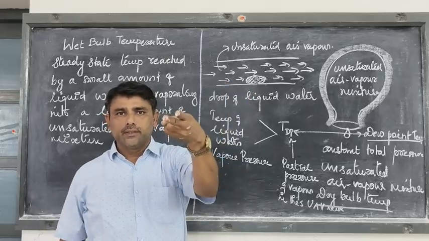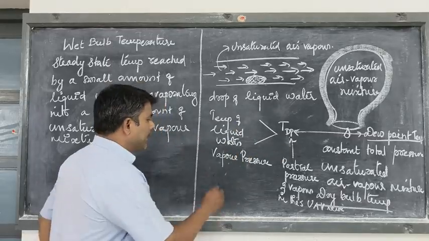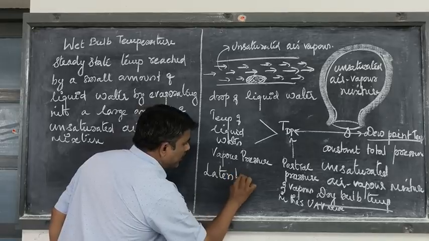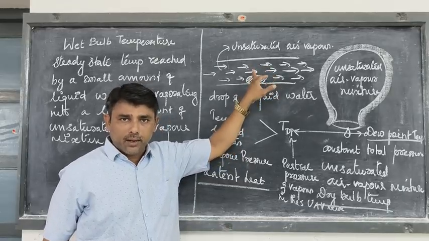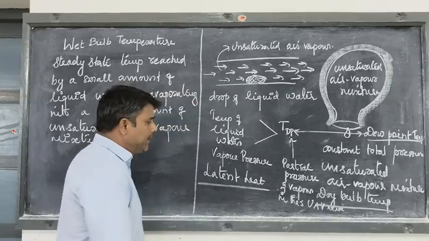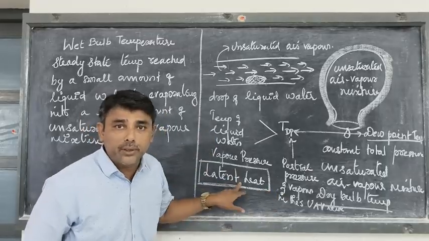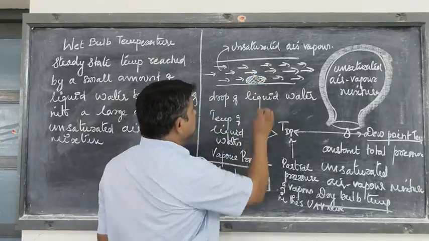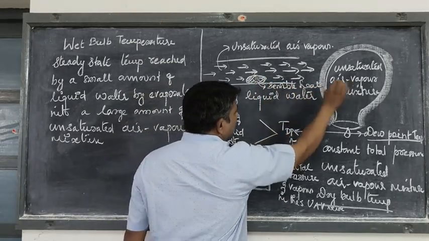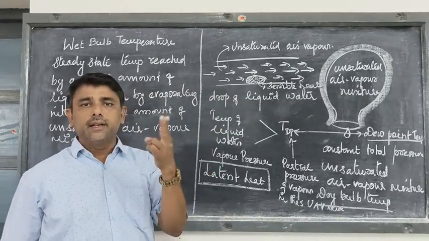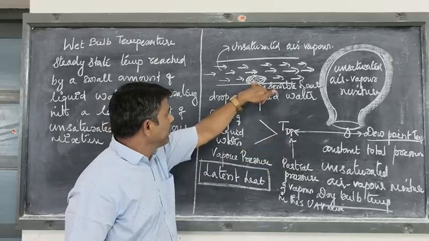Evaporation means it is a phase change. The heat required for evaporation or phase change is called latent heat. Clear? For evaporation, this liquid water or water droplet needs latent heat. Initially, listen carefully, this latent heat is supported by the sensible heat of the liquid water. For evaporation, this latent heat is contributed by the sensible heat of the liquid water.